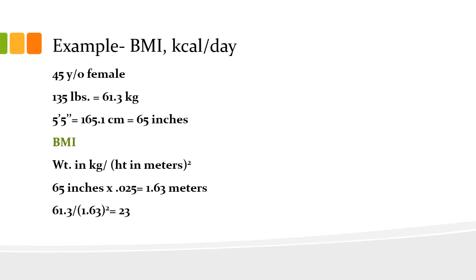BMI is the weight in kilograms divided by the height in meters squared. So you take the 65 inches times 0.25 to get 1.63 meters. Then 61.3 divided by 1.63 squared is equal to 23. So a BMI of 23, you look at your chart and see is that a range that is within normal, less than normal, or overweight, trending towards obese.